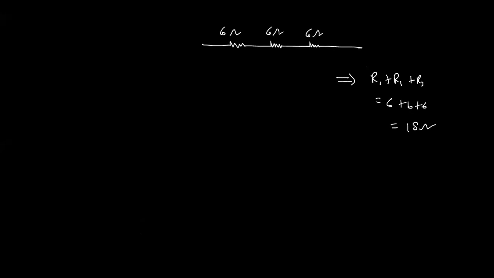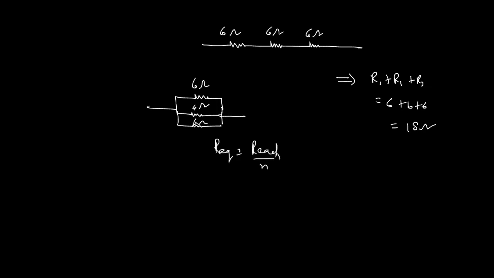Okay, and if I connect all three in parallel, then R equivalent will be R each upon N, that is 6 divided by 3, which is 2 ohm. But we need to arrange these resistors in such a manner that we get an equivalent resistance of 9 ohm in the first case, and in the second case we get 4 ohm, I think 4 ohm.